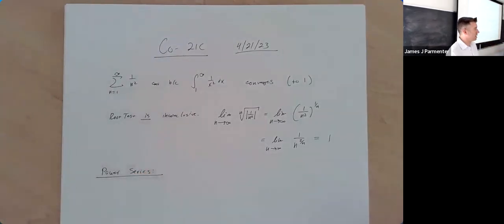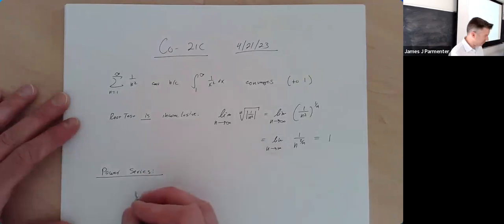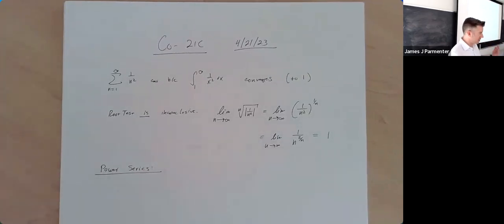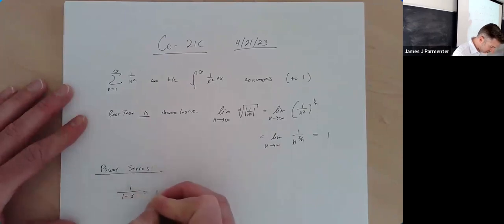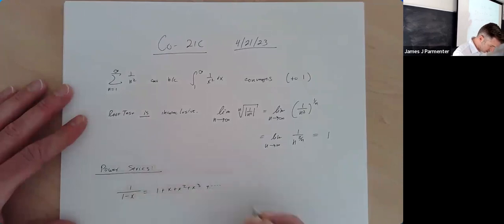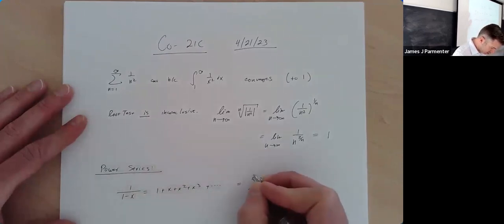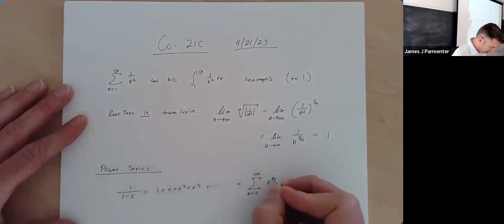It's really just ways of writing functions as infinite sums. So last time we started off with the most common example you ever see in this, which is that 1 over 1 minus x is equal to 1 plus x plus x squared plus x cubed, and so on and so on. And it's the sum from n equals 0 to infinity of x to the n.